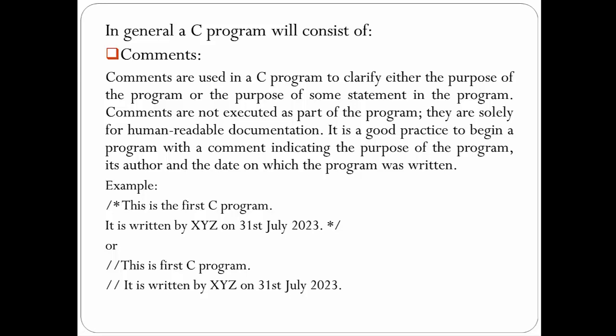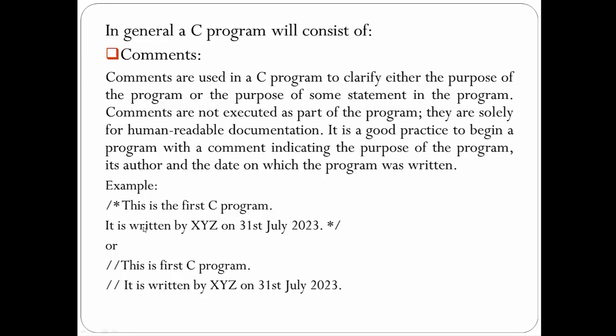Comments are used in a C program to clarify either the purpose of the program or the purpose of some statements in the program. It's very important to mark here that comments are not executed as a part of the program. They are solely for human readable documentation. And it's always a good practice to begin a program with comments, indicating the purpose of the program, the author, and the date on which the program was written.